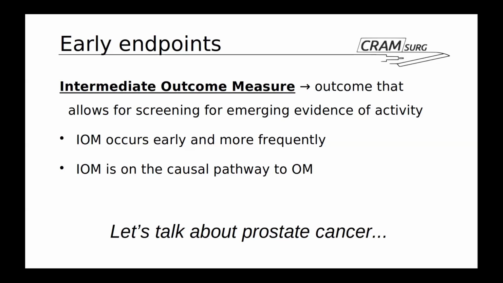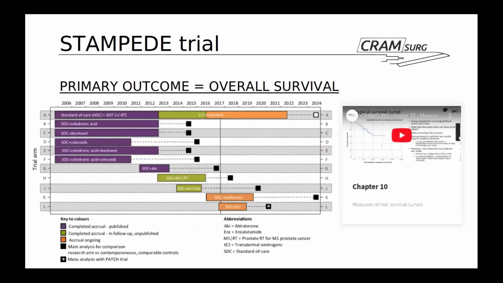I think an example will make it a bit clearer, and we're going to talk about prostate cancer, and particularly we're going to talk about a trial that we touched upon before, the Stampede trial. So the Stampede trial is one of the longest lasting platform multi-arm trials, and you can see a graphical depiction of it here. It started in 2006 and is still ongoing. The primary outcome of the Stampede trial is overall survival, and it is about metastatic prostate cancer.